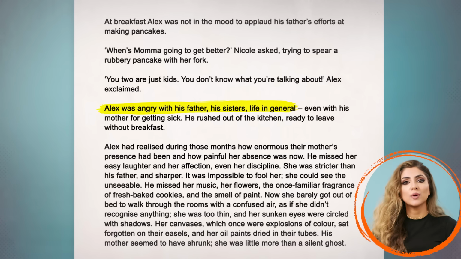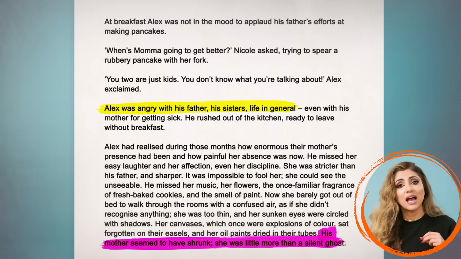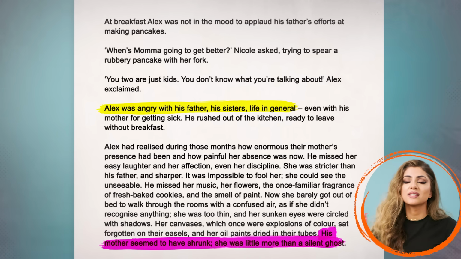I'm then going to use the quotation, "his mother seemed to have shrunk. She was little more than a silent ghost." Now, in that one, I can talk about how a metaphor is being used because she's not actually a ghost, but I can zoom into that word ghost and say how it shows how scared Alex is and how his mother's possible death is constantly on his mind.